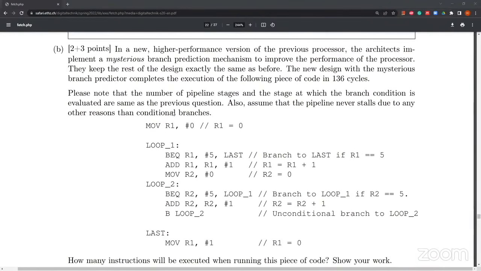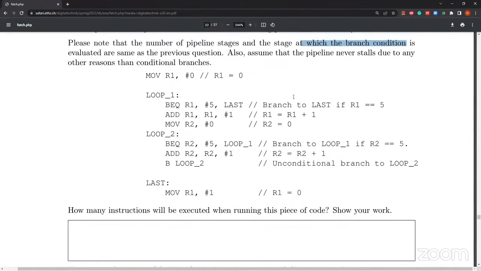when I scroll down. Okay, so in the second part, we have a new higher performance version of the previous processor that uses a mysterious branch prediction mechanism. And with this updated processor, the following code executes in 136 cycles. Everything else is the same about the processor. So we found that the conditional branches are resolved at the 5th stage. So we can use that information in this question.